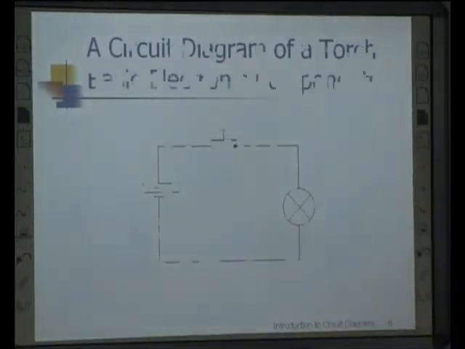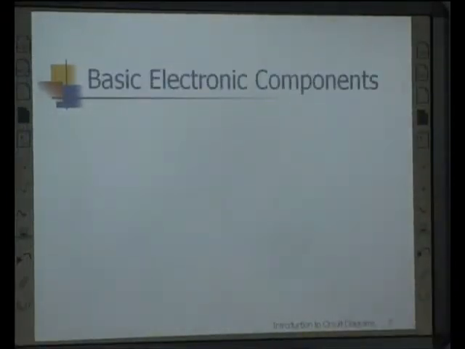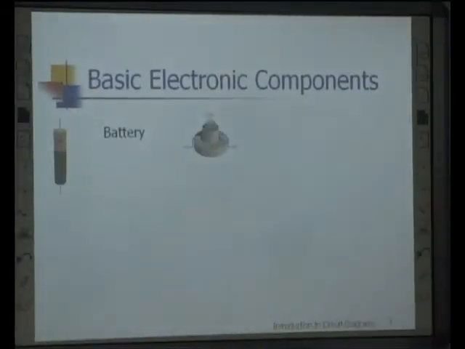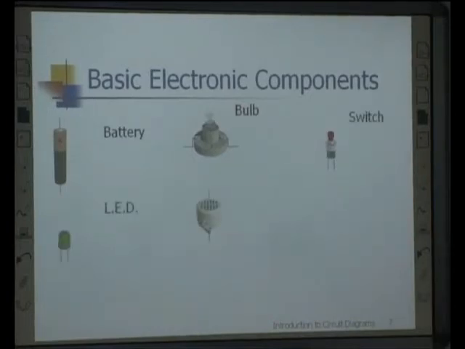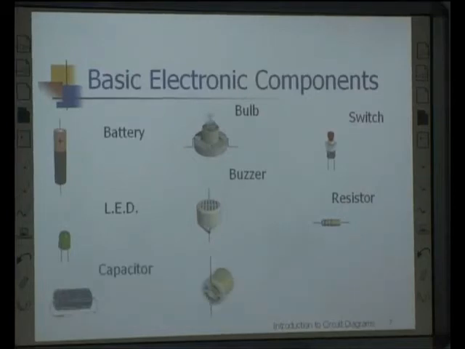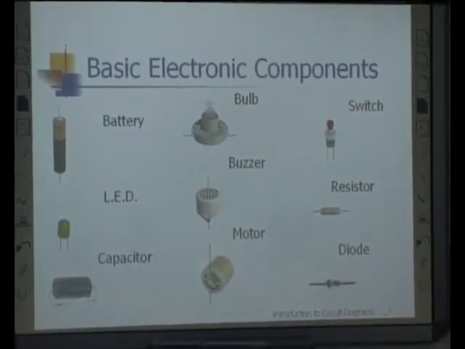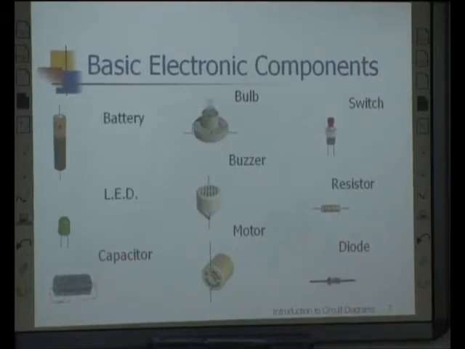So these are the basic components. We have the battery, the bulb, switch, LED, the buzzer, the resistor, the motor, and the diode. So let's see the differences. What are the differences of these following symbols, with your symbols?